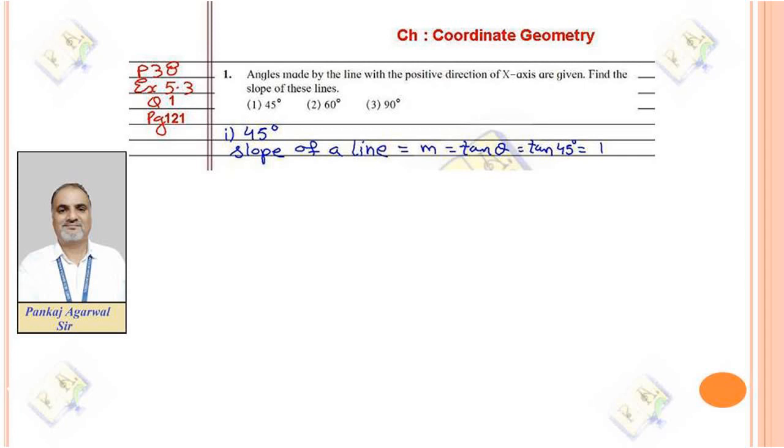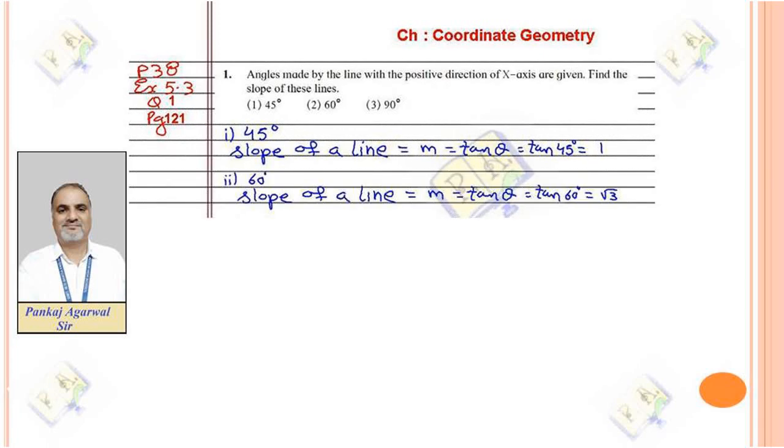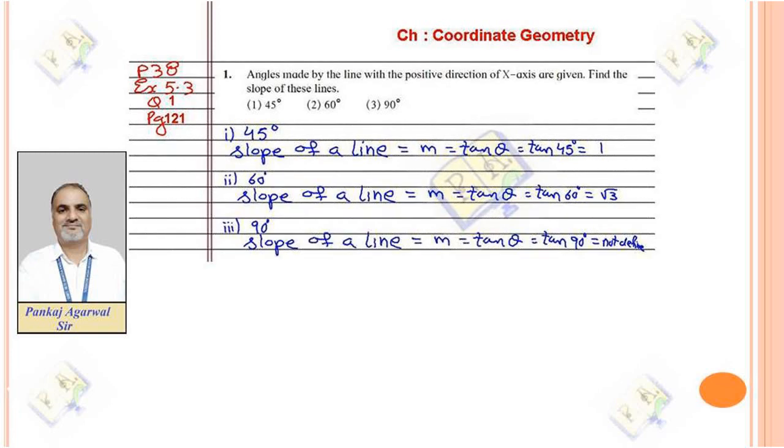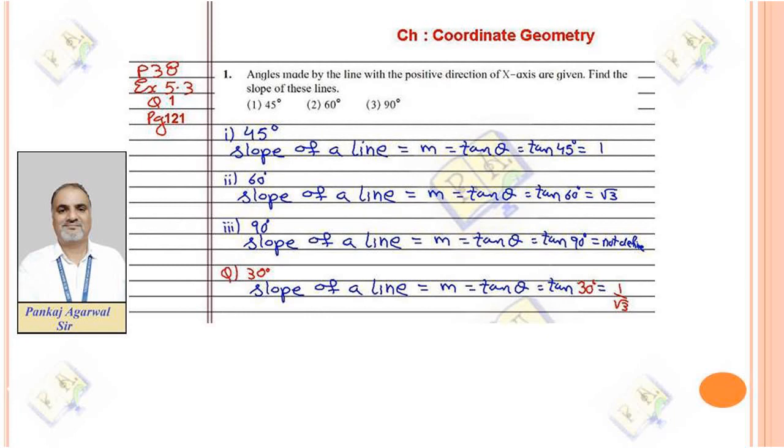Therefore, the slope of a line is m equals tan theta. Here theta is 45 degrees. Therefore, tan 45 degrees according to the table will be 1. For 60 degrees, it will be square root of 3. For 90 degrees, it is not defined. But do not forget, we also have 30 degrees whose value will be 1 upon root 3. And 0 degrees will of course be 0.